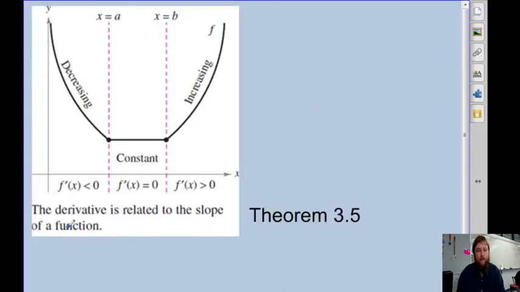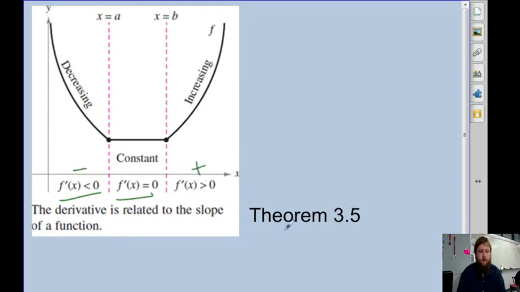So this is a better picture that I think represents this. I have a function here that, starting from the left, is decreasing. Then from x equals a to x equals b, it's constant, it's not changing. After x equals b, we are back to increasing. And there's a relation to the derivatives. You've probably seen this already: f prime of x is less than 0 when we're decreasing. It is 0 when we're constant, not changing, and it's positive when we're increasing.